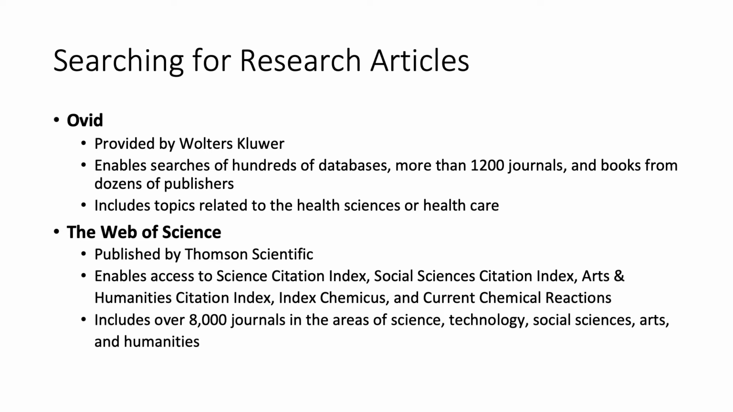Another one is the Web of Science. This is published by Thomson Scientific, which enables access to 5 different databases, including the Science Citation Index, Social Sciences Citation Index, Arts and Humanities Citation Index, Index Chemicus, and Current Chemical Reactions. These databases are linked to over 8,000 journals in the areas of science, technology, social sciences, arts, and humanities. The 3 citation databases include references that have been cited by other articles, which can be useful if you want to find an earlier paper cited in the paper that you are reading.